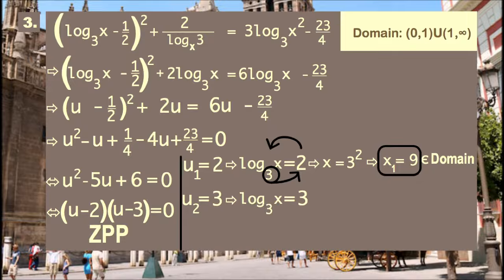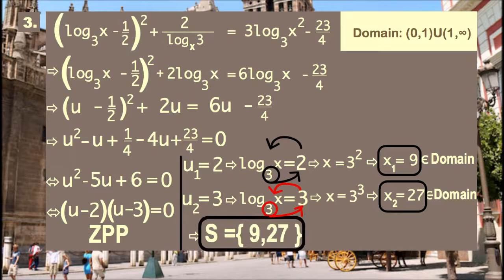u2 equals 3, thus log base 3 of x equals 3. Base raised to the answer equals the argument, thus x equals 3 cubed. Thus x2 equals 27, which also belongs to our domain. Thus, our set of solutions is the set made up of 9 and 27.